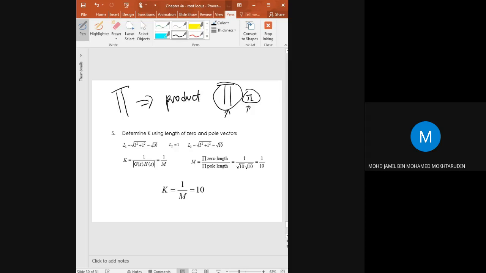Okay, so simbol garisan ni maksud dia magnitude. Bukan determinant. Determinant tu untuk matrix. Untuk something linear, it's magnitude or absolute. Okay, so this is how you determine the value of K, the gain K for the point minus 3 plus 0j.